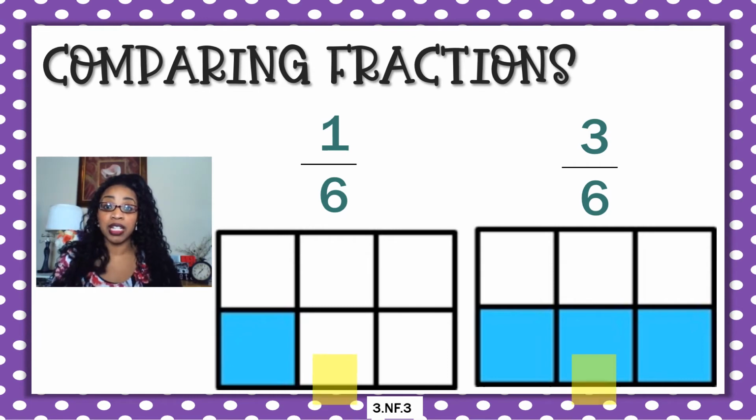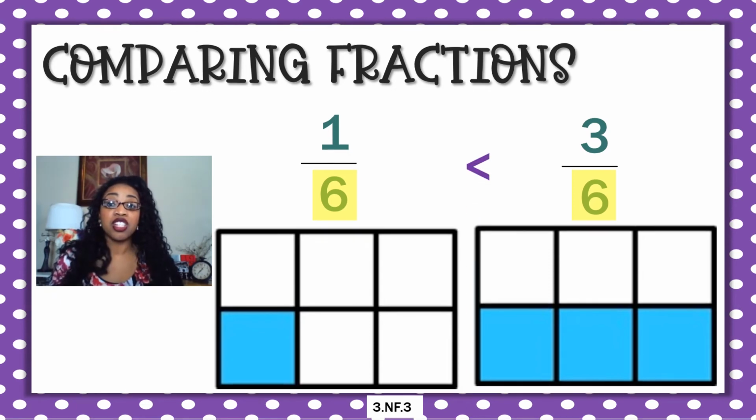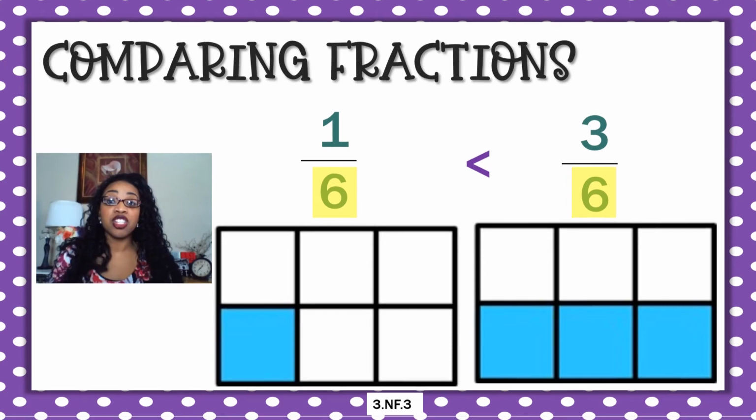Well, I know this because I see that both shapes are divided into 6 parts. So now I can simply just look at the amount shaded or look at the numerator. The number with the larger numerator, or with the most pieces shaded in, is the larger fraction. So 1/6 is less than 3/6.